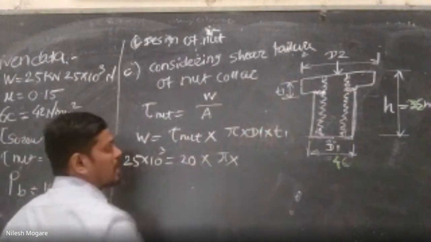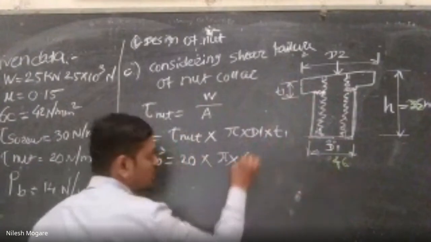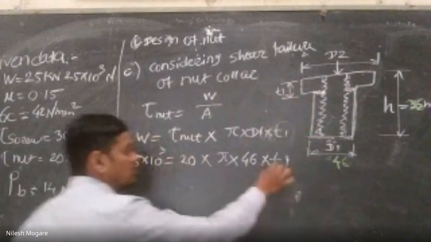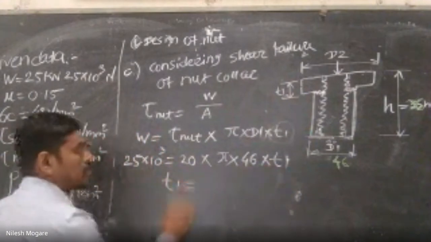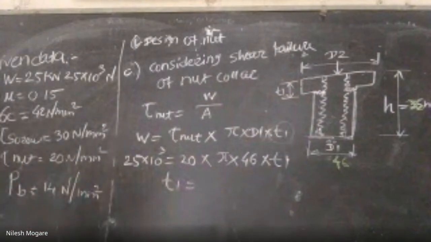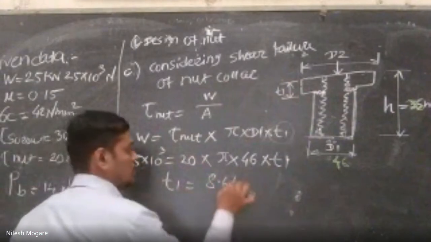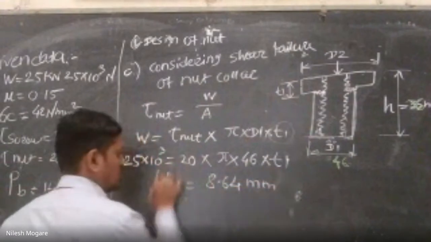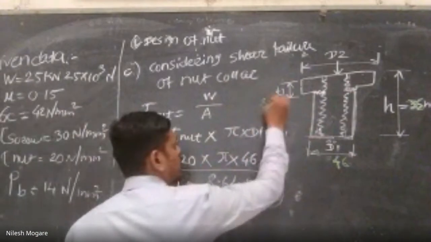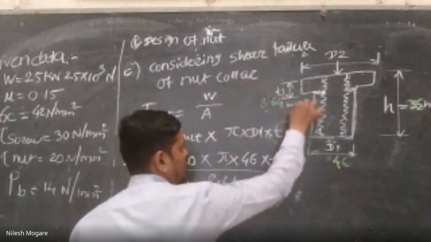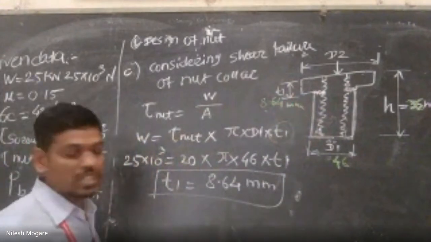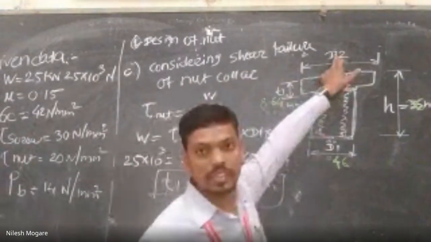Then d1, the value of d1 we just found out, it is 46, and we don't know the value of t1. With this we can calculate the thickness of the nut collar, and it is 8.64 mm. The thickness of the nut collar is 8.64 mm. And the last step of our numerical is finding the value of the diameter d2.